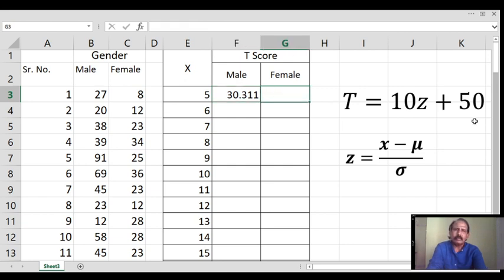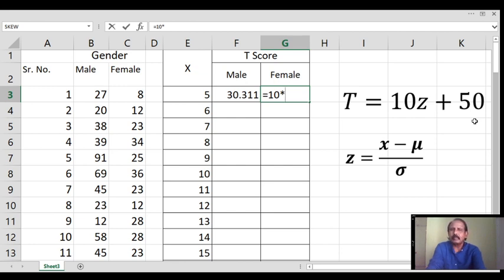In the same way, we'll find the T-score for female in terms of X equals to 5. For that, again we'll start with equal sign, then we write 10, and 10Z means 10 is to be multiplied by Z. For multiplication, we put here asterisk sign. Then for Z, we have to use X minus mu upon sigma, but here X will be the same, that is 5.